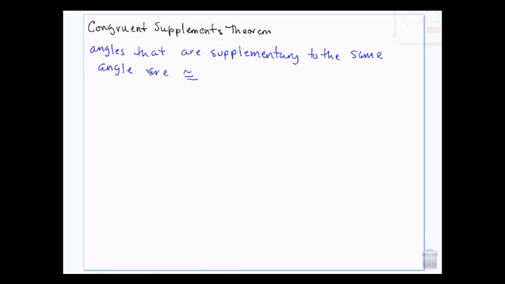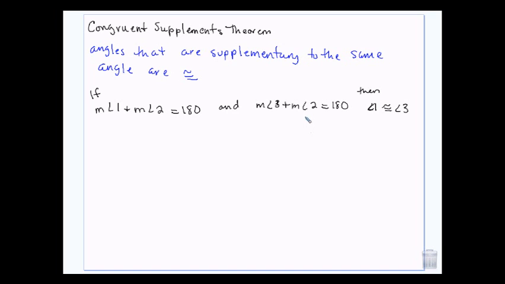The congruent supplements theorem tells you that angles that are supplementary to the same angle are congruent. That's telling me that if angle 1 and angle 2 equal 180, and angle 3 and angle 2 equal 180, then angle 1 and angle 3 are congruent. So if two different angles can add up to 180 with the same angle, then they're the same. If 1 plus 2 is 180 and 3 plus 2 is 180, then 1 and 3 would be the same. Make sense? And then you have the congruent complements.